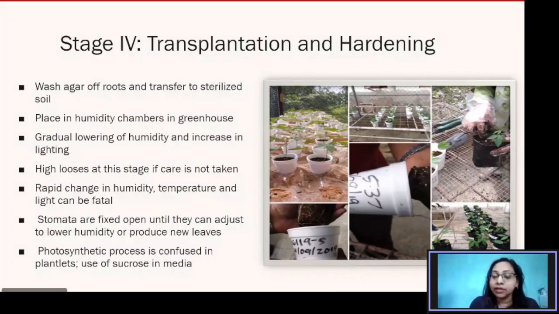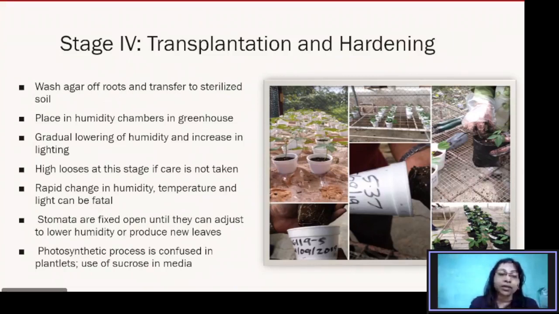It's important to treat these plants very delicately, like babies actually, because they have been growing in culture all their life. They have been getting all the sucrose they need, getting all the nutrients they need in high humidity. So at this stage, actually, people get the most losses when doing plant tissue culture, because this transition into a new environment is not always successful.